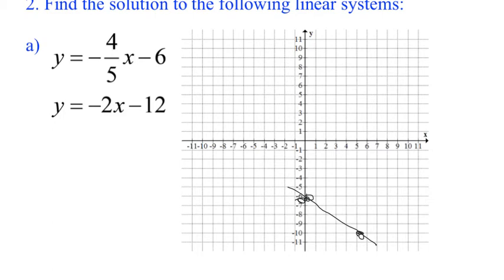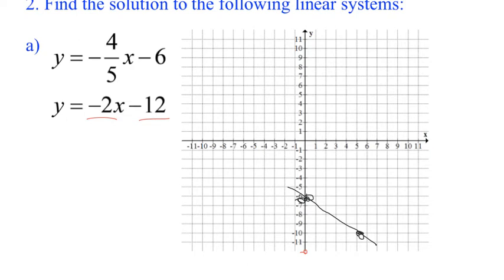There you go. That's that one. Now I'm going to do the same thing for that second graph. I'm going to just change colors here so you can see a little easier. So for the second graph, we start at negative 12. And this is telling us to go down 2 and right 1. Down 2 and right 1.